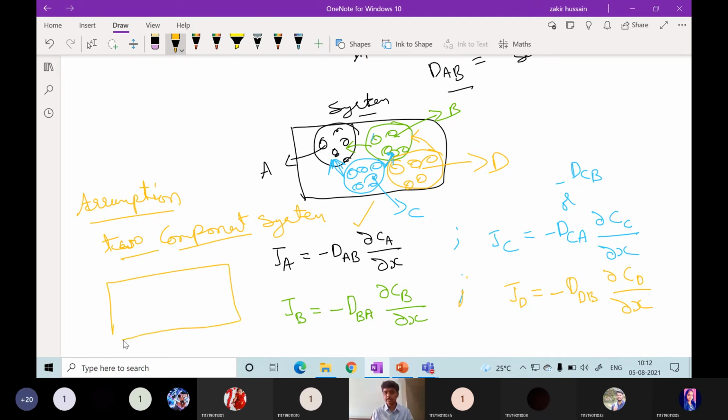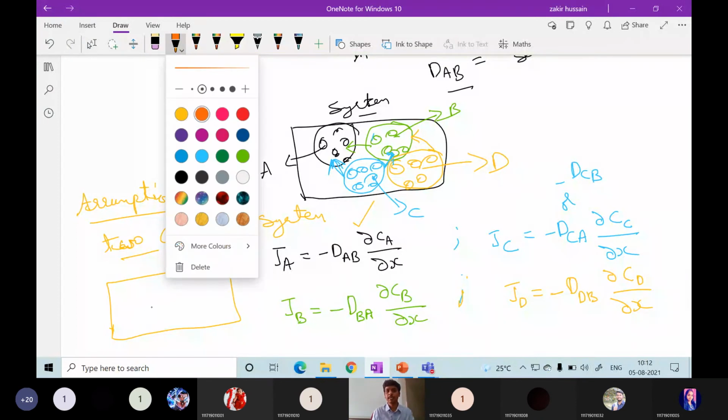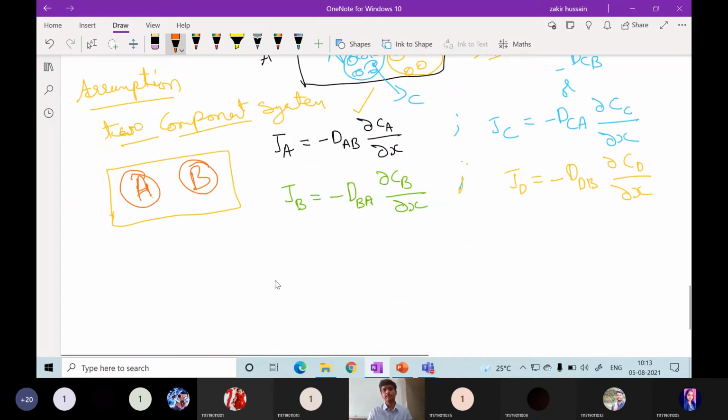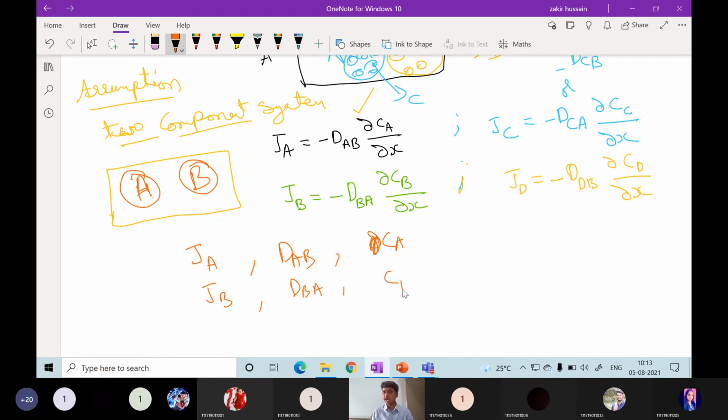Two component system means only two components will be involved. Maximum two components, which we will denote using A and B. You can give any names, C and D also you can give, but it is very convenient to define A and B. Only molecule A and molecule B will be there. So for your syllabus, you will be using JA, JB, and DAB and DBA, then CA and CB.